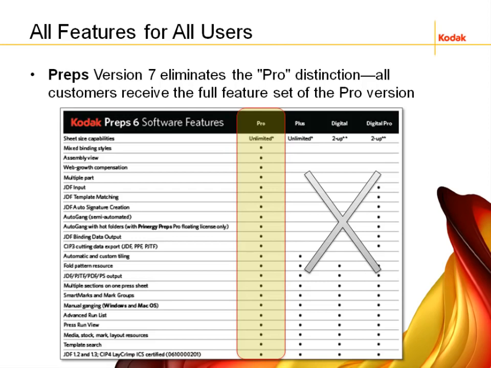So that means you get mixed binding style capabilities. You get that assembly view that I was highlighting earlier. You get no size restrictions. You get multiple part capability, JDF input, and auto signature creation. So you can see this list, and this has been historically the breakdown for our licenses. All of those have been wiped. It's everybody gets a Pro version now.